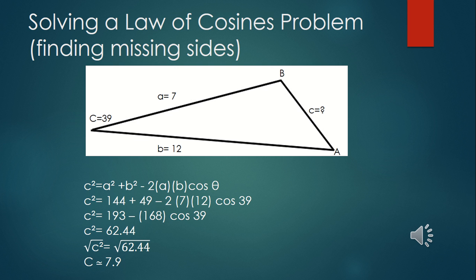Now, depending upon what your teacher asks for, you can either round that down to 62 or you can keep it at 62.44. At this point, we're going to square root both sides to get rid of the squared on the c. So we square root c squared, and we square root the other side, 62.44. Then our answer comes out to c is approximately 7.9.